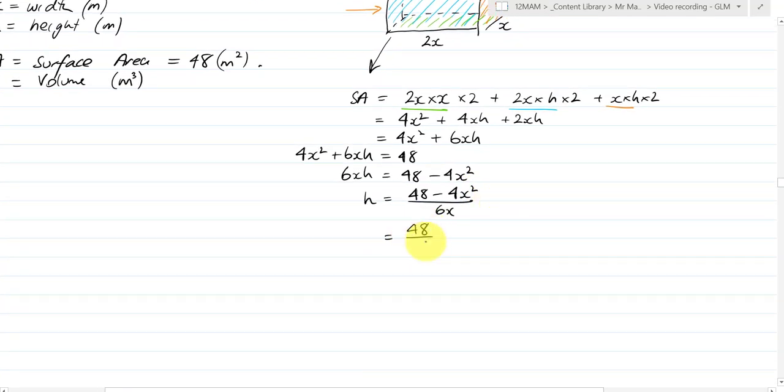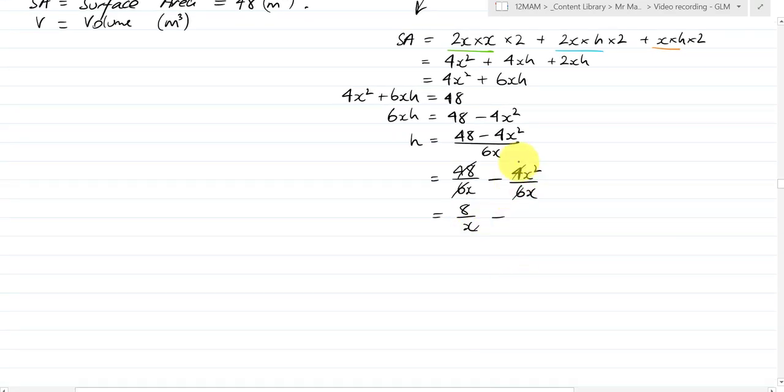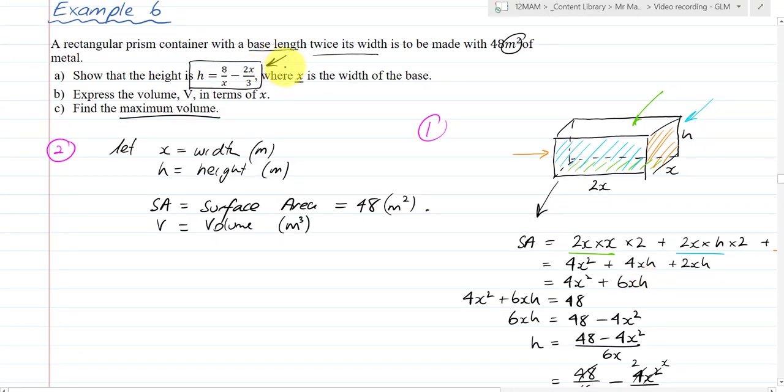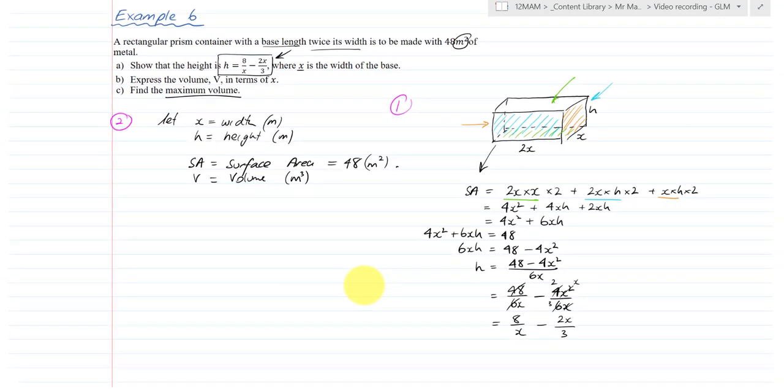I get 48 over 6x. I can split up if I have a single denominator, minus 4x squared over 6x. 48 and 6 cancel out to give me 8 over x, and 4 and 6 cancel out to give me 2 and 3, so 2x squared, they cancel out to just give me x there, 2x over 3. So h is equal to 8 over x minus 2x over 3, and there it is there. I've just worked my way progressively towards the thing that I'm asked to show in the question. Bit of algebra there, but really not too bad.